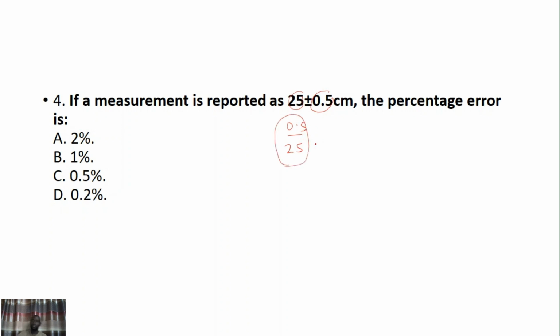0.5 divided by 25 can be expressed as a ratio like this. But what we are asked for is the percentage. So we have to multiply it by 100. Here 1, here 4. So this will be equal to 2%. The correct answer is A.